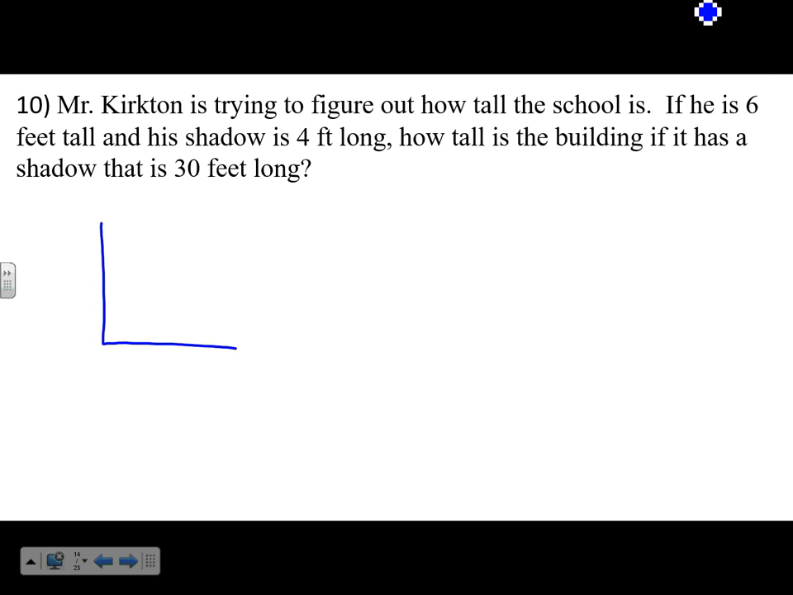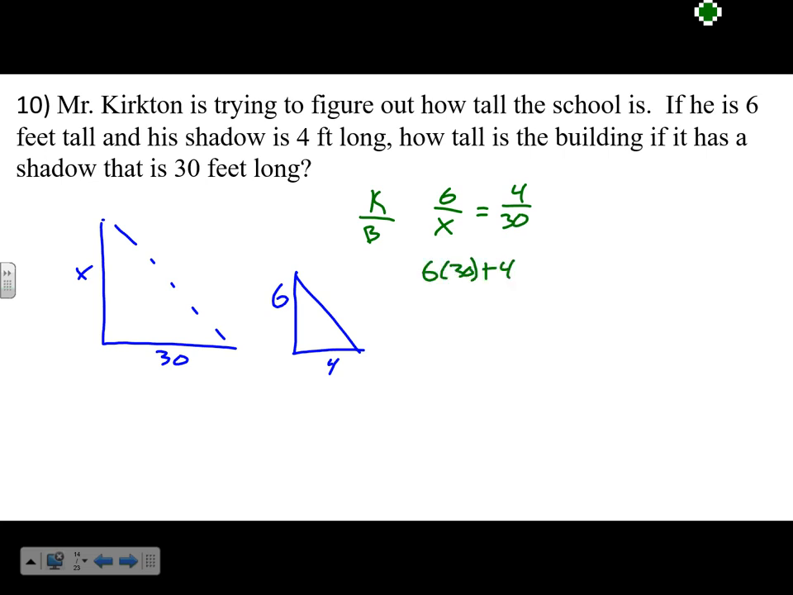The building has a shadow of 30 feet. We don't know how tall it is. Mr. Kirkton is 6 feet tall and his shadow is 4 feet long. So we have Kirkton and the building. It's 6 feet tall. We don't know how tall the building is. The shadow is 4 feet long for Kirkton and 30 feet for the building. 6 times 30 is equal to 4x. My apologies. 6 times 30 is 180, equal to 4x, divided by 4. x is equal to 45.